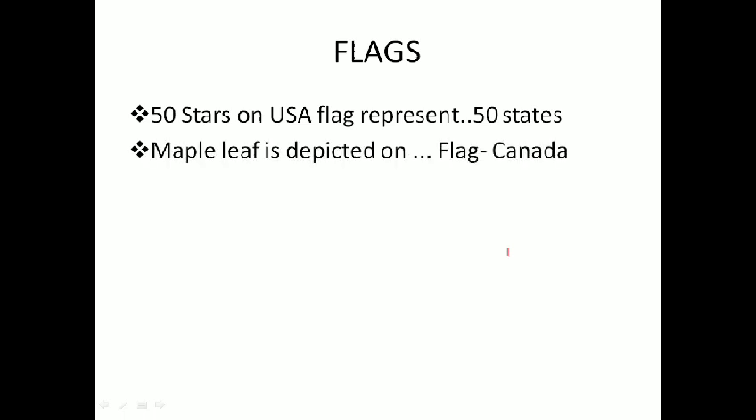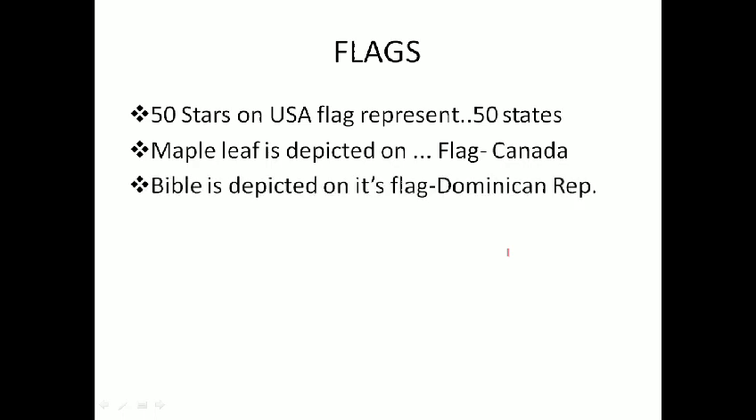A maple leaf is depicted on the flag. Okay, maple leaf. Now this maple leaf is shown on which country's flag? That is unique, because in no other country could you see this. That is Canada. A Bible, yes, yes, you are hearing correctly. A Bible is depicted on its flag. What is the country? It is the Dominican Republic. Okay, it is the Dominican Republic.